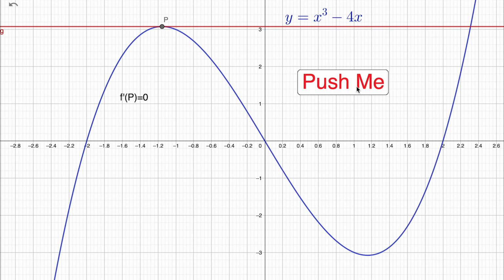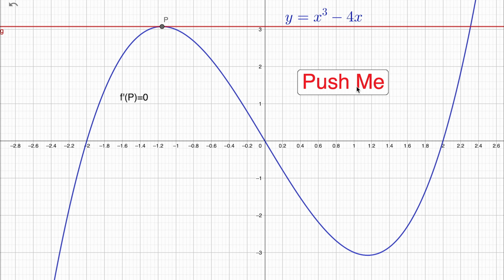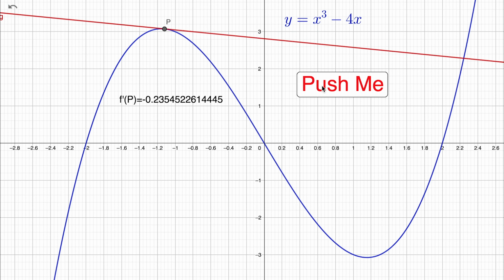Okay, so we're going to see another animation. This time I'm going to move the point P from the critical point down to the origin. Again, I want you to take a second and ask yourself, what's going to happen to the slope of the tangent line as you head towards the origin? Also, what does that mean about the second derivative? Okay, here we go. Let's push the button.